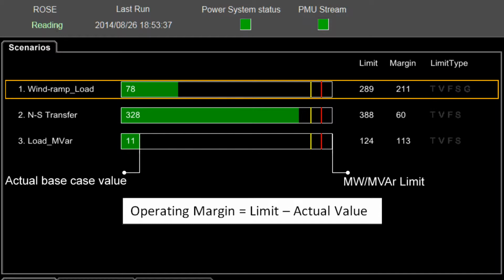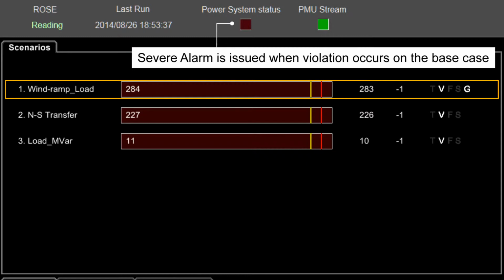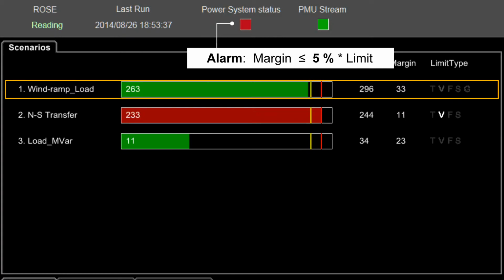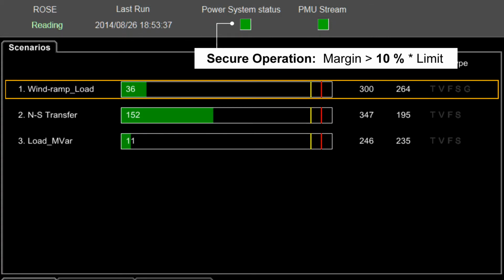Rowe identifies 4 system states: secure operation, alert, alarm, and severe alarm. Severe alarm is issued when violation occurs on the base case. Alarm is issued if margin is less than 5% of the limit. Alert is issued if margin is less than 10% of the limit. Secure operation means that margin exceeds the alert threshold.